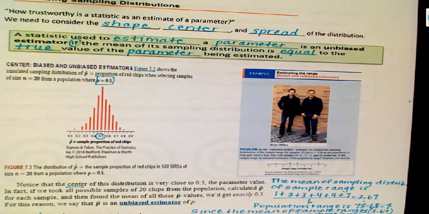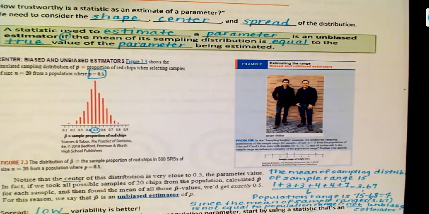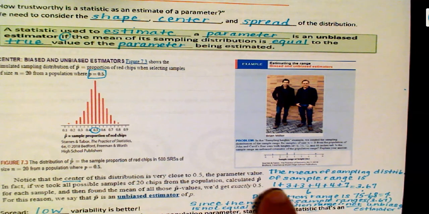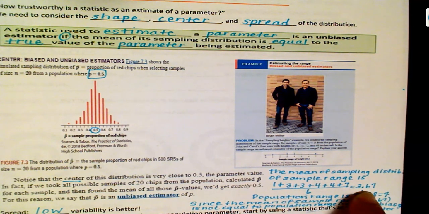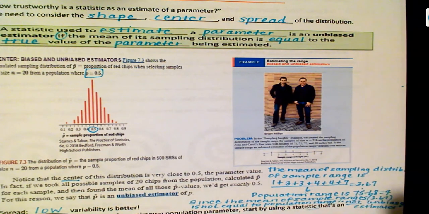And then this is the one we were just talking about, the brothers' heights. So if we went through and found the mean of the sample ranges, so these were all the ranges, and then we averaged them, you get 3.67, and that is not equal to the population range. So since those two are not equal, this would not be an unbiased estimator. You couldn't really use your sample range for that particular problem because it wasn't accurate. Now you could use your mean, because we saw that that was the same.